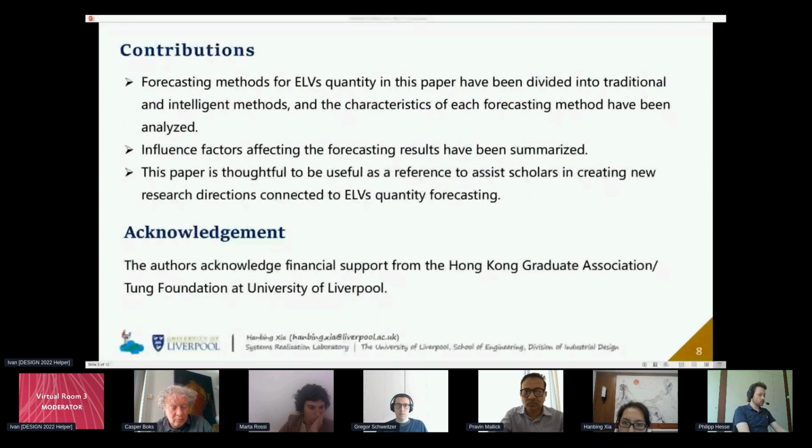Finally, in conclusion, the forecasting methods for LV's quantity in this paper have been divided into traditional and intelligent methods, and the characteristics of each forecasting method have been analyzed. Then, influence factors affecting the prediction results were summarized. This paper is thought to be useful as a reference to assist scholars in creating new research directions connected to LV's quantity forecasting.